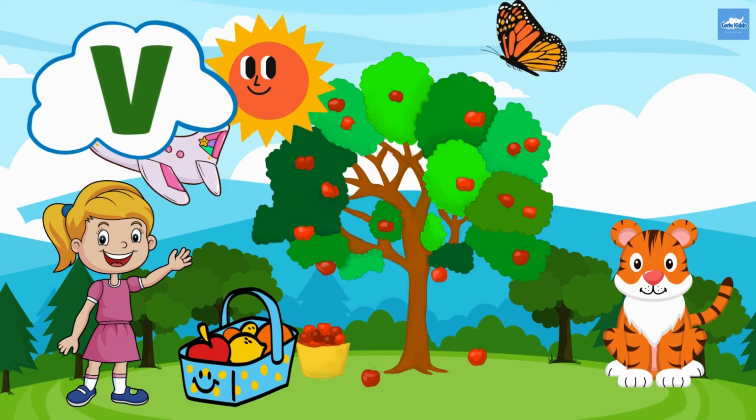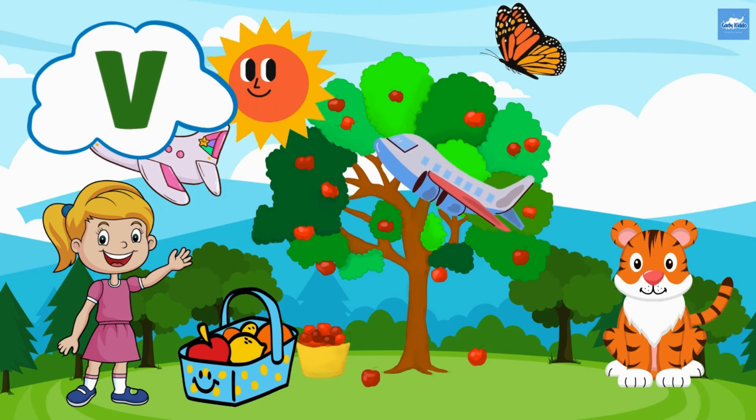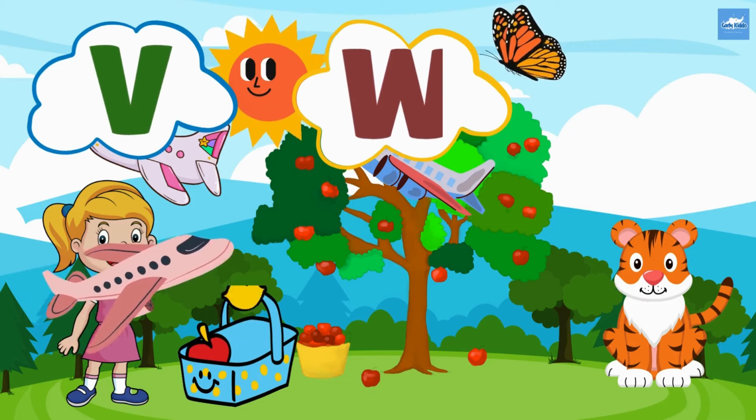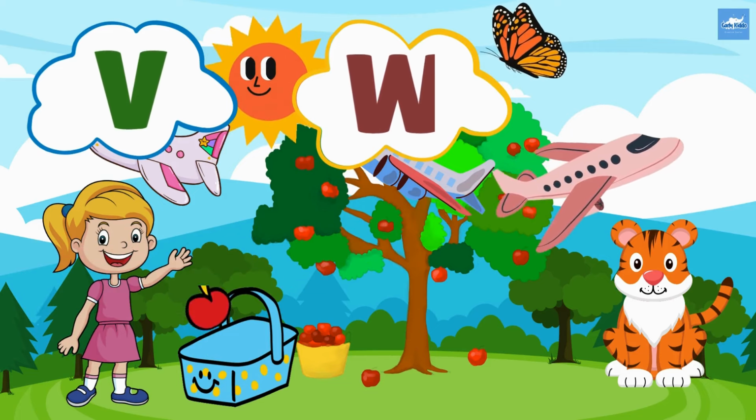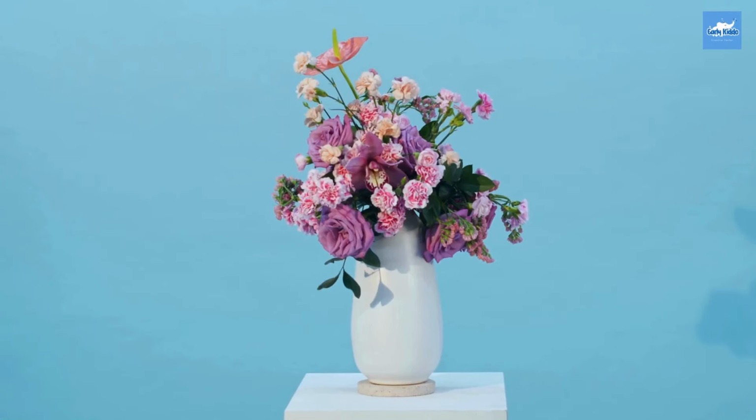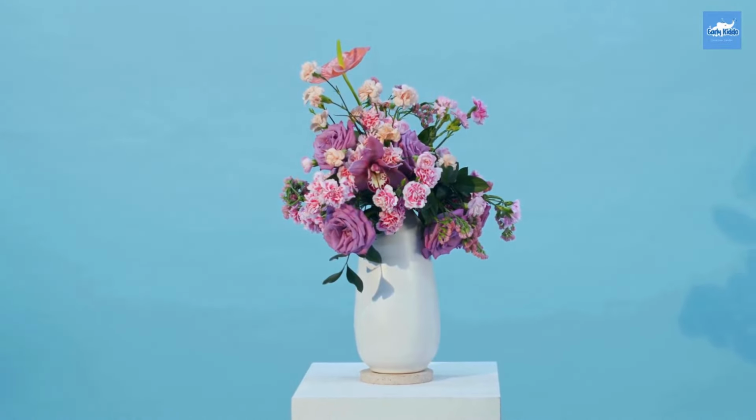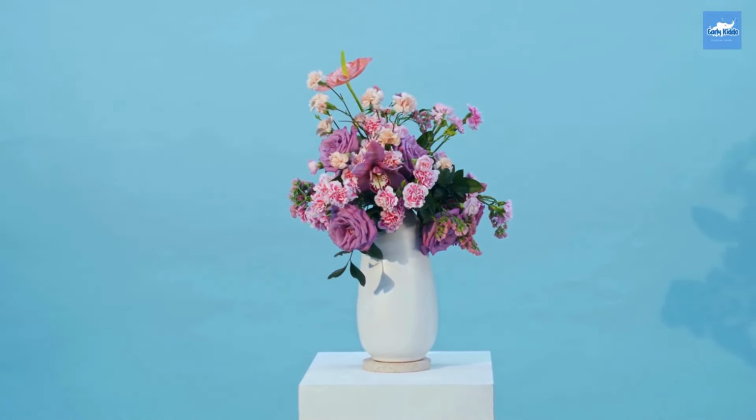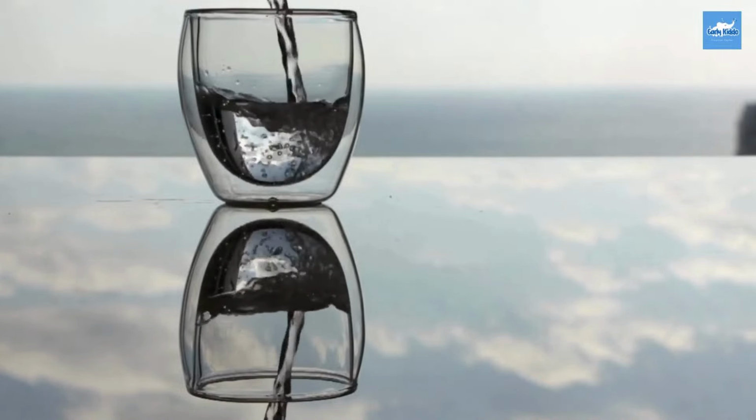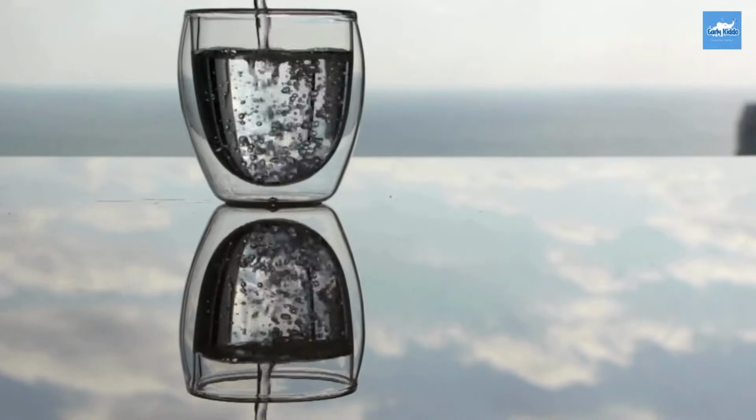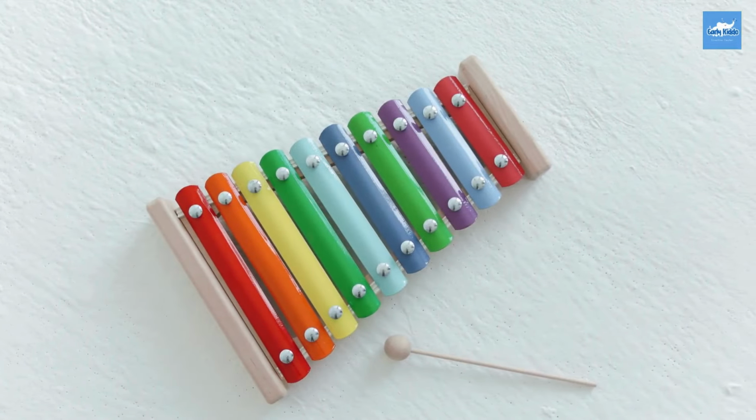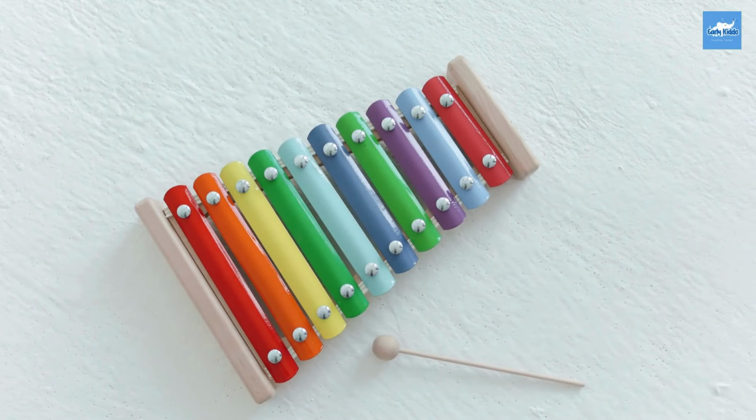Letter V. Letter W. Letter X. V for vase. V for vase. W for water. W for water. X for xylophone.